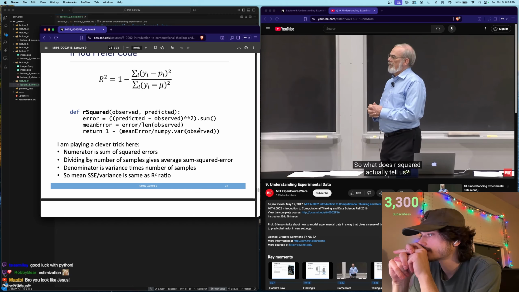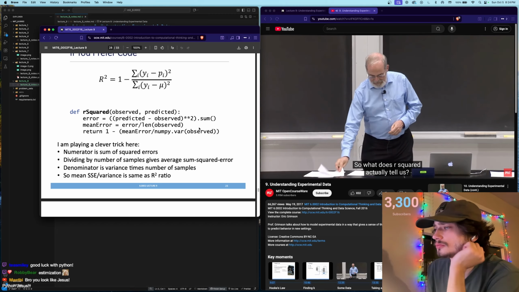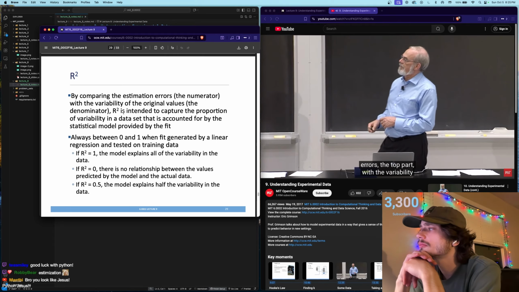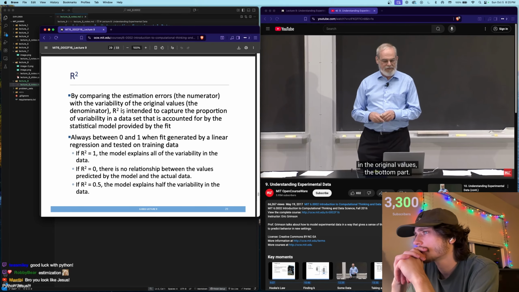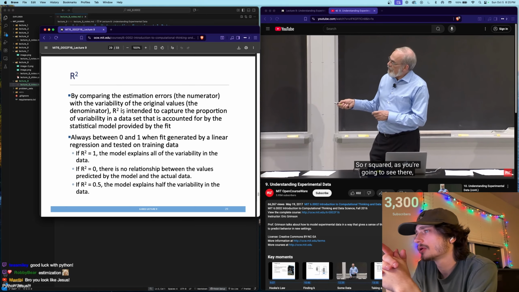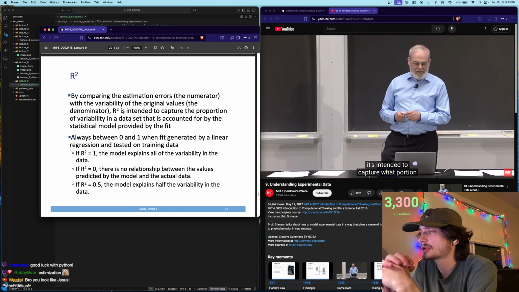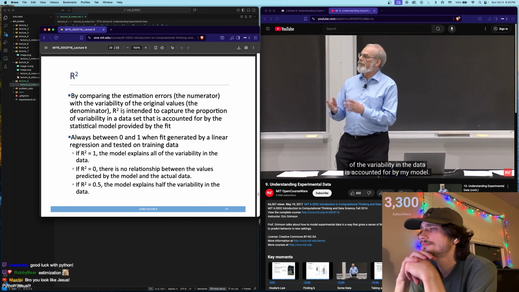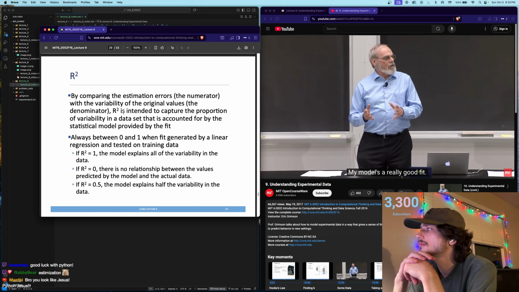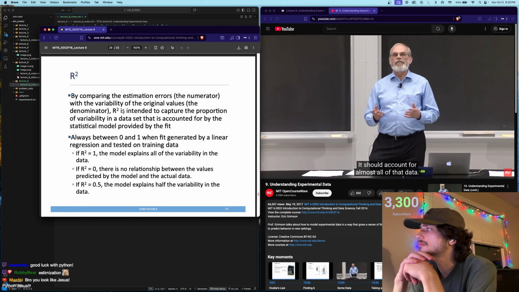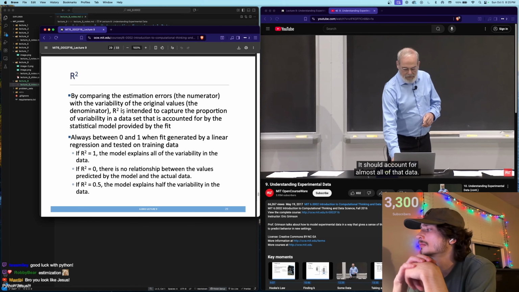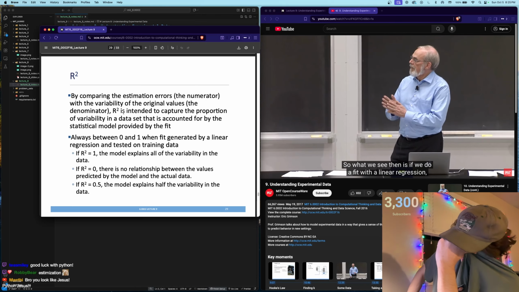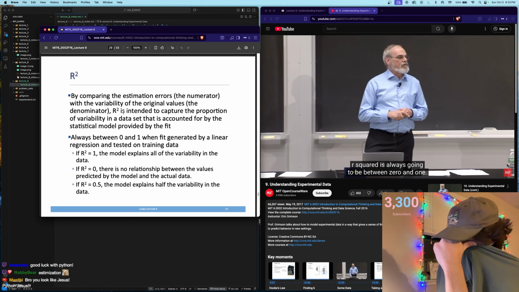Okay, so what does R squared actually tell us? What we're doing is we're trying to compare the estimation errors, the top part, with the variability in the original values, the bottom part. So R squared, as you can see there, is intended to capture what portion of the variability in the data is accounted for by my model. If my model's a really good fit, it should account for almost all of that data. So what we see then is if we do a fit with a linear regression, R squared is always going to be between 0 and 1.